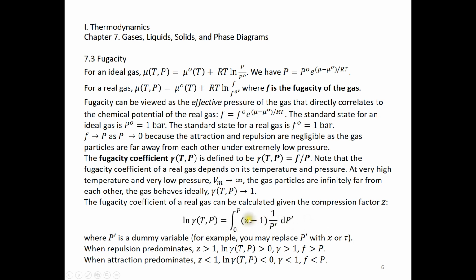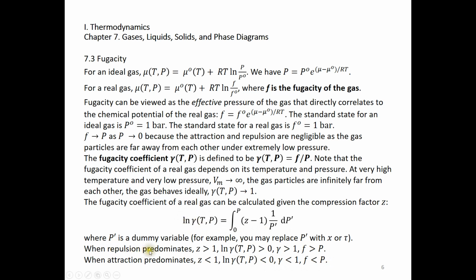Now, what is this z? Well, z is the compression factor. Z is equal to PV over nRT. When attraction dominates, z is less than 1. When repulsion dominates, z is greater than 1. So let's analyze this ln gamma.